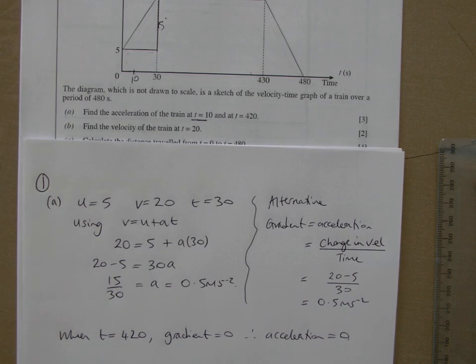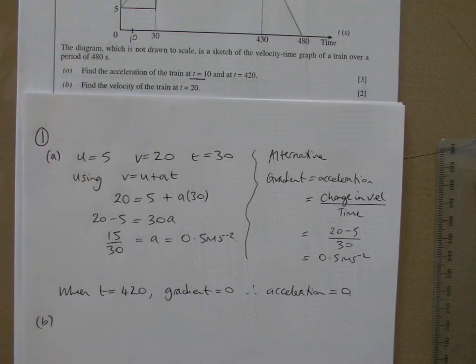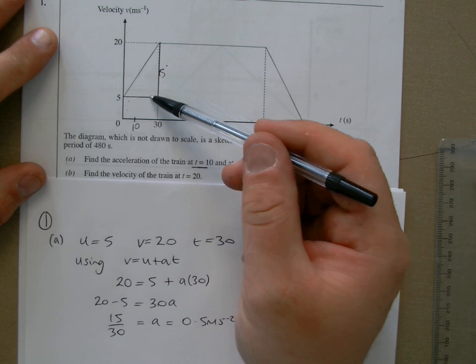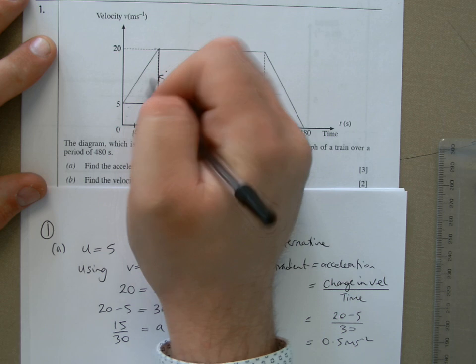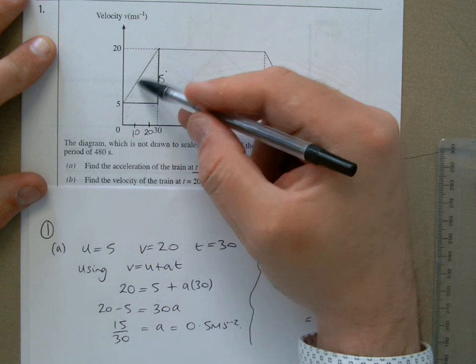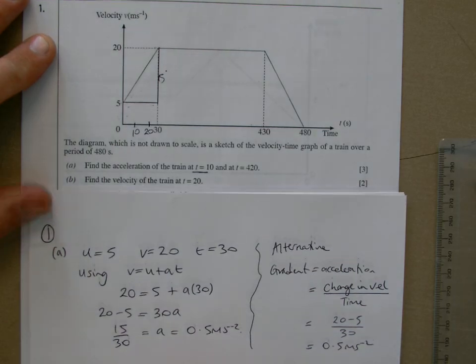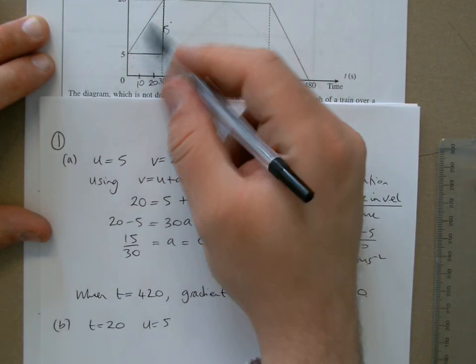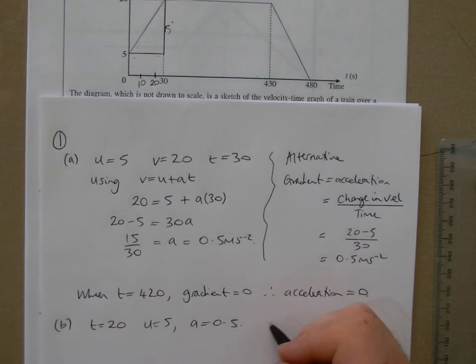Part B then, it says find the velocity of the train when t equals 20. So they want us to actually find the velocity for a specific time. So t is 20, of course, in this part of the journey. So again, we can apply SUVAT for this part of the journey where it's accelerating. So we know the initial speed is 5, so I can write that down. The initial speed is 5, and we know the acceleration in that part of the journey is 0.5.